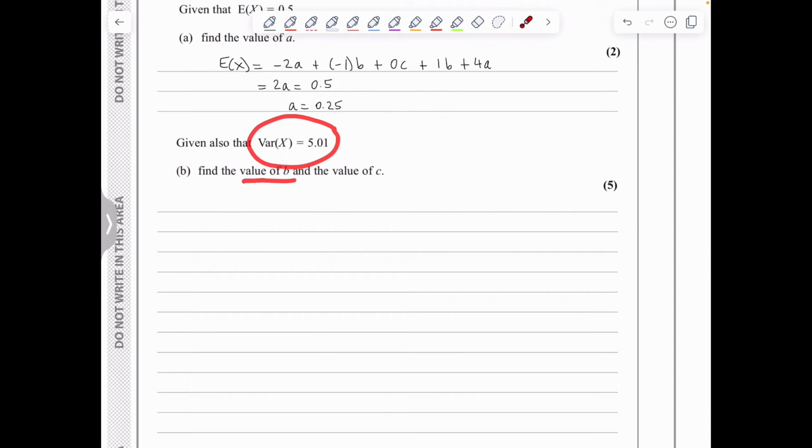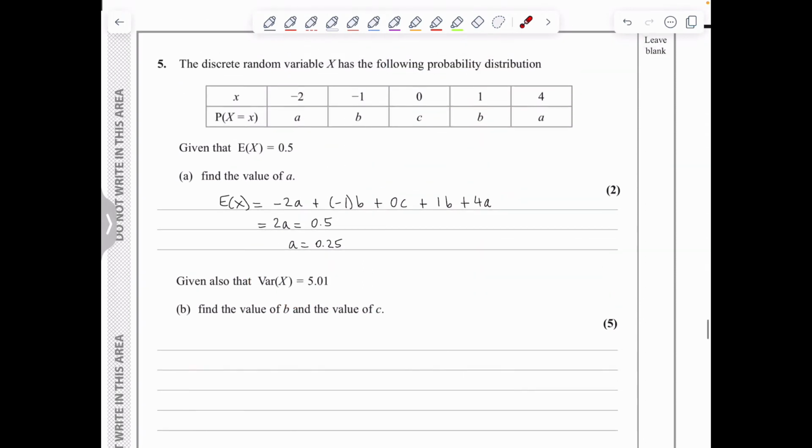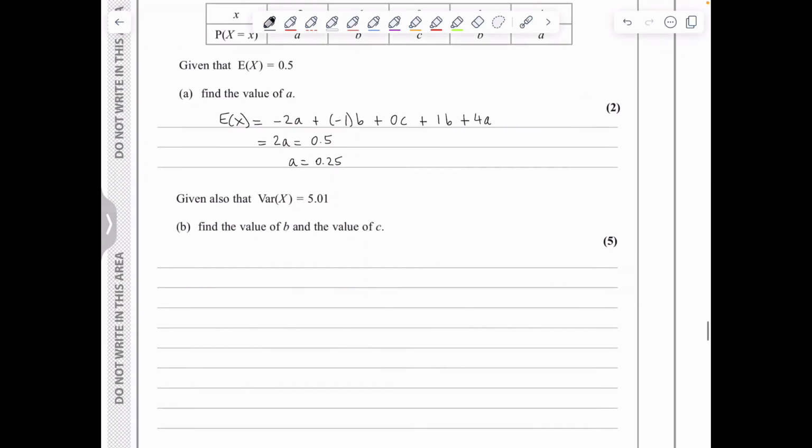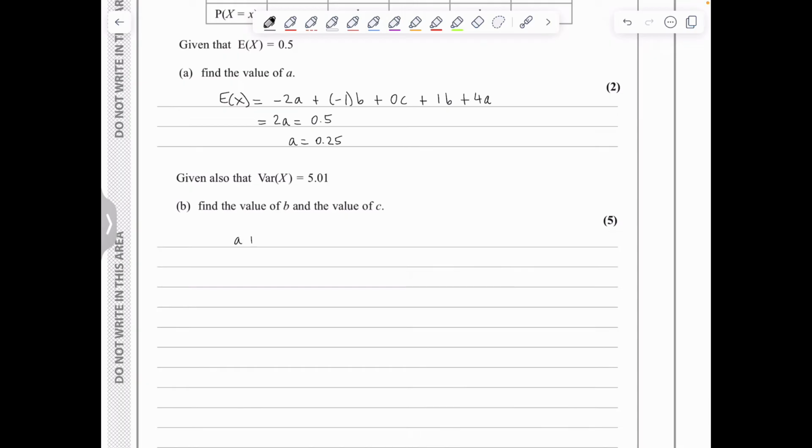We are then told that the variance of x is 5.01, and we need to determine the value of b and the value of c. Well, I will start by saying that the sum of the probabilities should be 1. That will give you an equation involving b and c. So we've got that a plus b plus c plus b plus a is equal to 1, which means that 2a plus 2b plus c is equal to 1, where we already know that 2a is equal to a half, so we've got a half plus 2b plus c is equal to 1, and therefore 2b plus c is equal to a half.